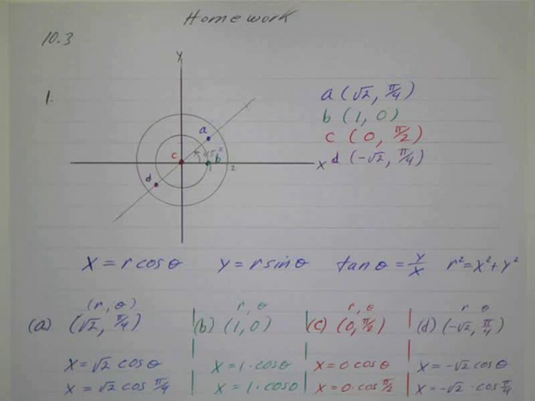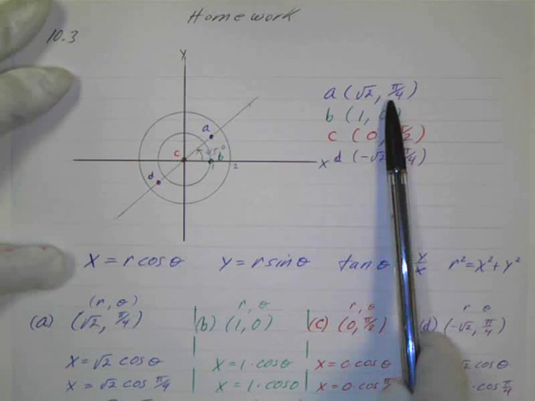Here's a problem from section 10.3. This is number 1, and they want you to plot each point with the given polar coordinates, and then find the corresponding rectangular coordinates. So you had 4 points, A, B, C, and D. So these are the points.